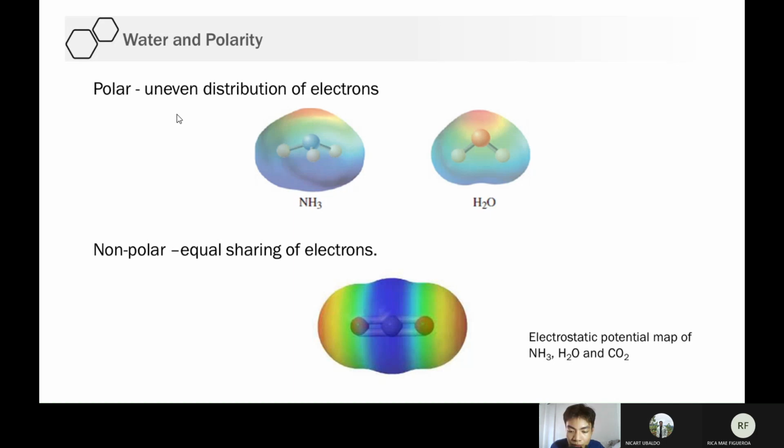Okay, so again, ito yung sa polarity. If our molecule is polar, that means the electron is unevenly distributed. Ibig sabihin, one side will bear the most number of electrons compared to the other side. And that can be visualized using this electrostatic potential. Kung nasan yung blue part, andoon yung wala masyadong electron. Kung saan yung red part, andun banda yung electrons.